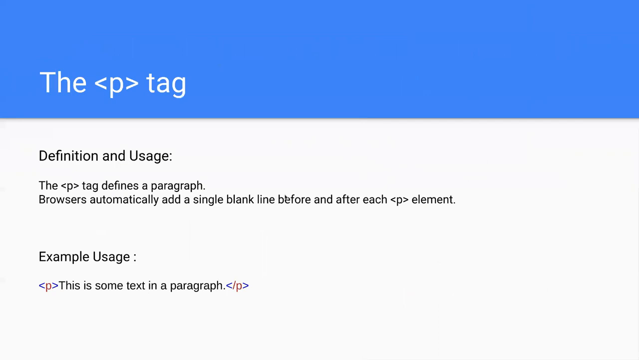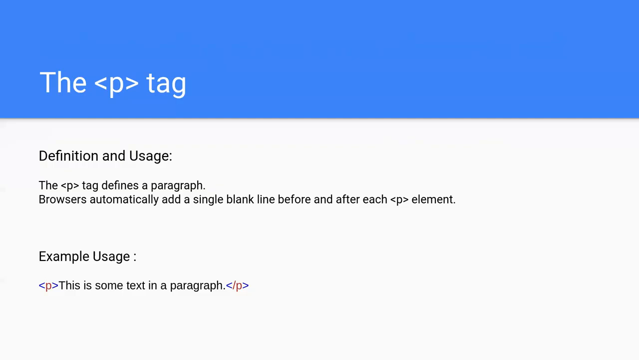Let's start with the p tag. So the p tag is used to specify a paragraph. Whenever you put your text inside a paragraph or the p tag, a new line would appear automatically before the p tag. So if you have multiple p tags, then the content inside each p tag would be displayed after a new line or an enter.